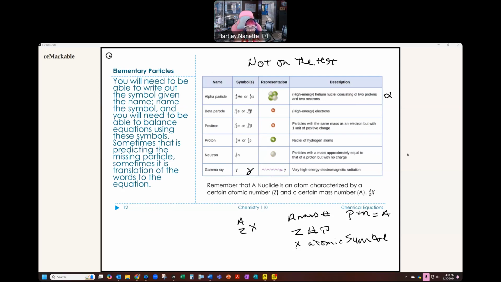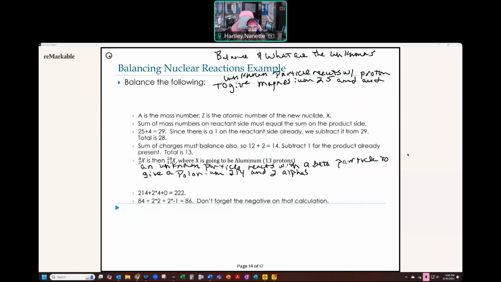So these are the particles that we're going to be talking about when we talk about balancing these equations. So these are the ones that we'll be dealing with. Okay? So let's take a look at what this can look like. All right. So we're going to talk about some examples.